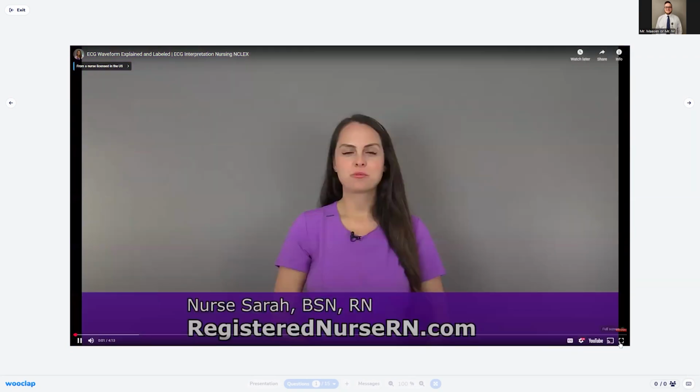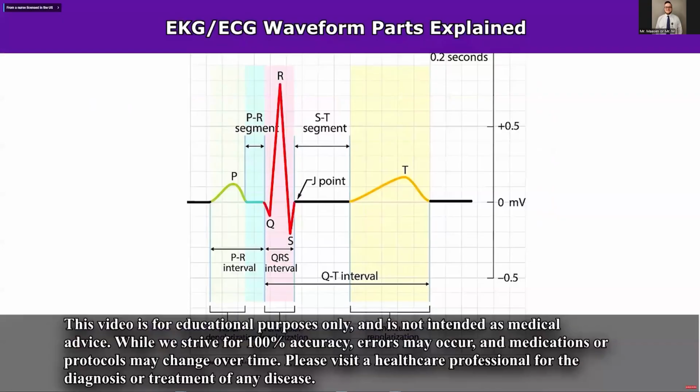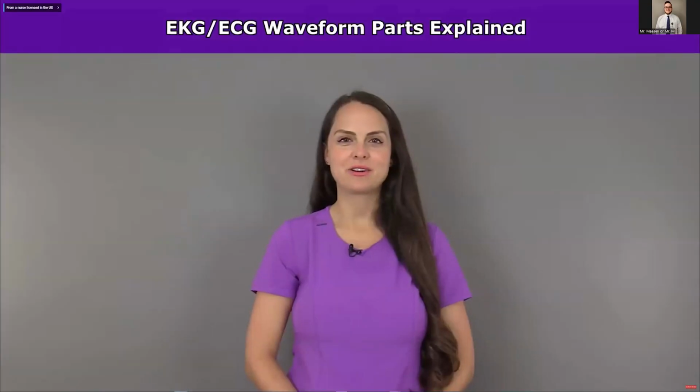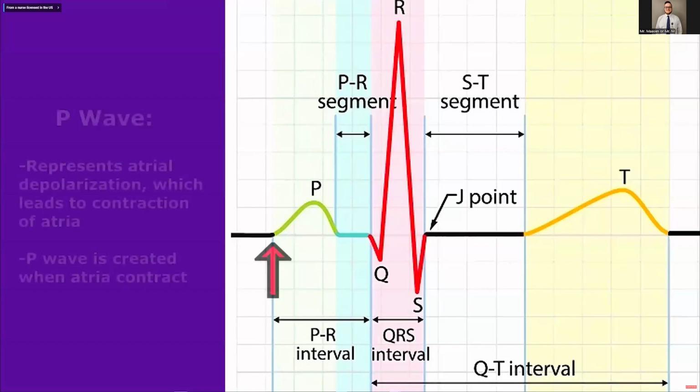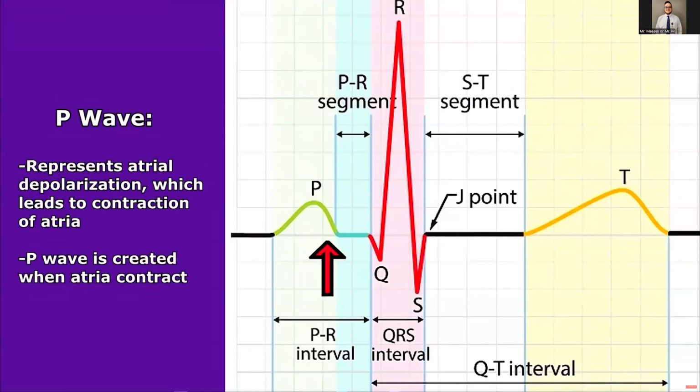Hey everyone, it's Sarah with registerednursern.com, and in this video I want to be reviewing the parts of the ECG waveform. So let's get started. So first, let's look at the P wave. The P wave represents atrial depolarization. So this leads to the contraction of the atria, which is created by the SA node. So whenever those atria contract, it creates this little wave.